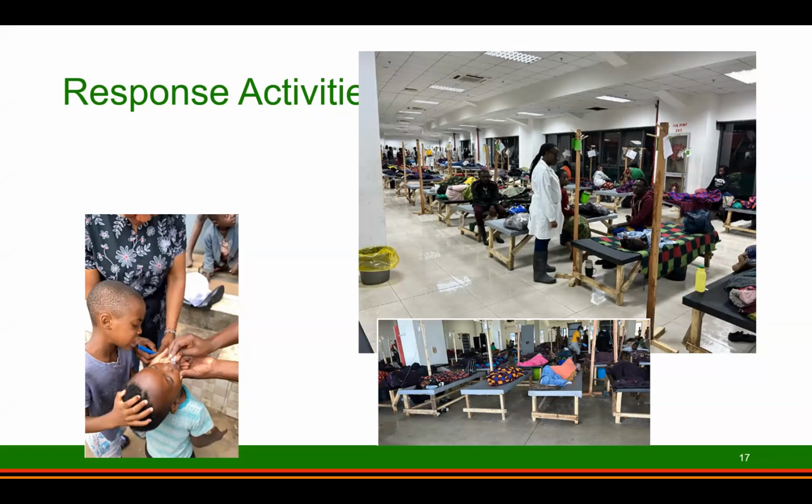Ideally, what we want to protect is at least 10 million people who are essentially living in places where their access to water is less than 50%.